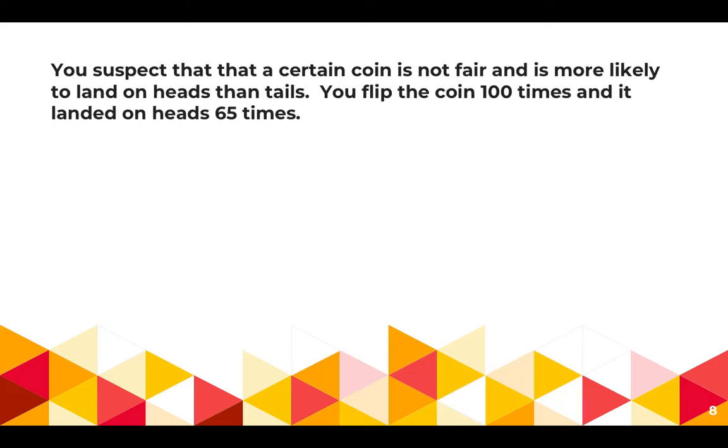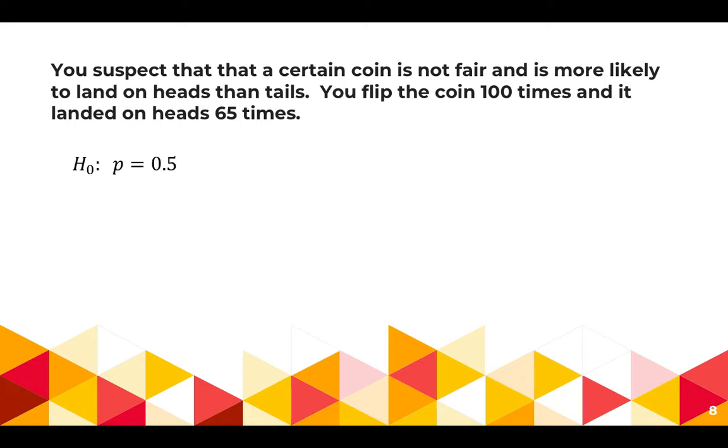So another example, you suspect that a certain coin is not fair and is more likely to land on heads than tails. So maybe someone's flipping a coin, they keep getting heads, and you're doubting that it's a fair coin. So you flip the coin 100 times, and it landed on heads 65 times. So is this enough? Basically, you got 65%, when you would expect a fair coin to be 50% heads. So do you have enough evidence to not believe that the coin is really fair?